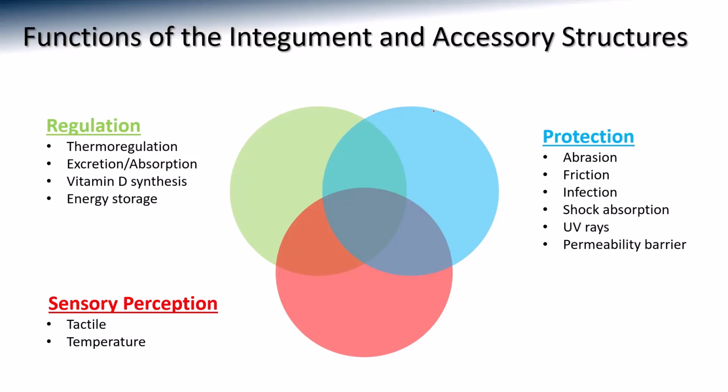It is involved in excretion and absorption. And this might sound a little counterintuitive. The excretion really comes from those sweat glands that we saw on the last slide. So those will excrete waste in addition to sweat. And some water can be absorbed through the skin.